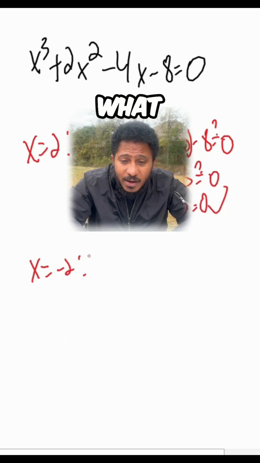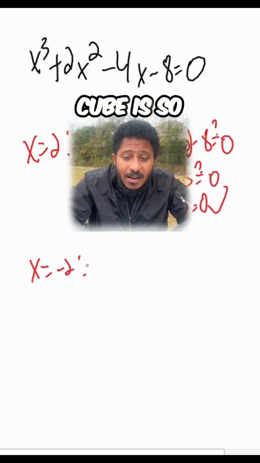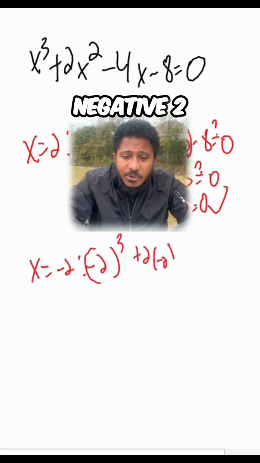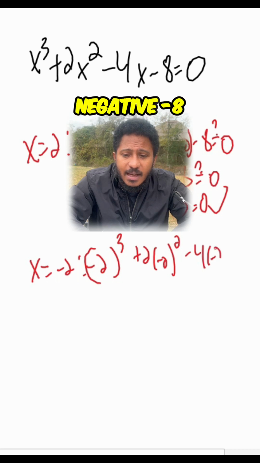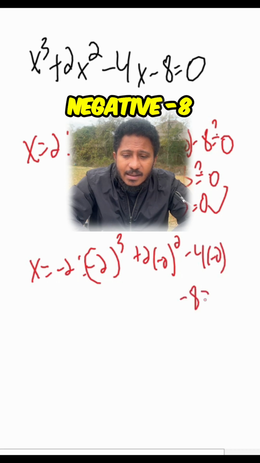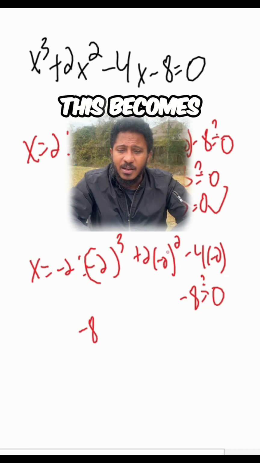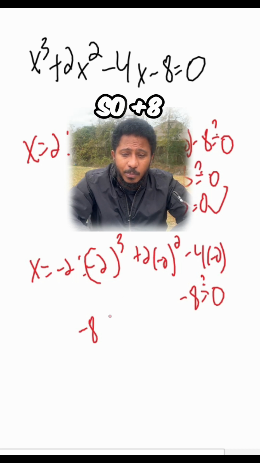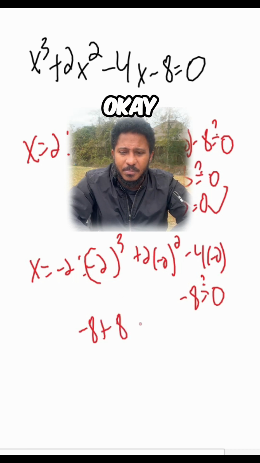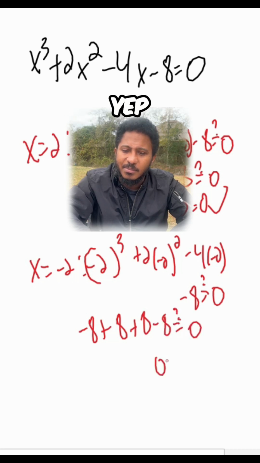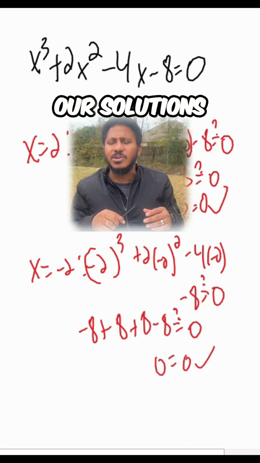Plug in negative 2. Negative 2 cubed, plus 2 times negative 2 squared, minus 4 times negative 2, minus 8. Is that equal to 0? Well, that gives me negative 8. This becomes 4, so plus 8. This is plus 8, and then minus 8. Is that equal to 0? Yep, 0 equals 0. So those are our solutions.